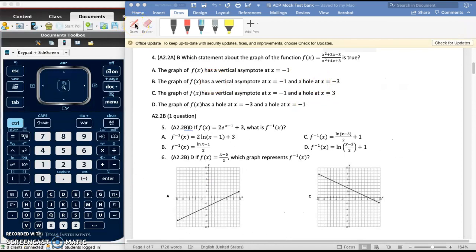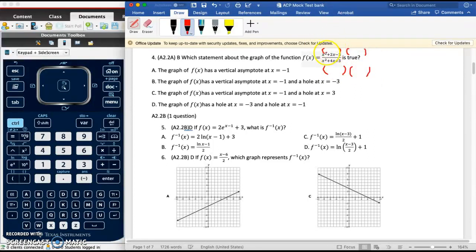So here we go again. I'm going to need my drawing tool on this. It says, which statement about the graph of the function f of x equals x squared plus 2x minus 3 over x squared plus 4x plus 3. Each one of these I would do separately. I know I have to break these up, the top and bottom. I've got to factor each one into binomials.